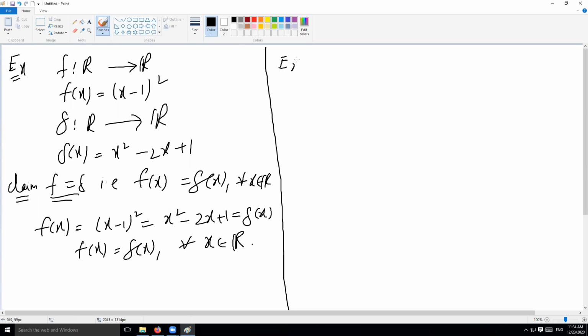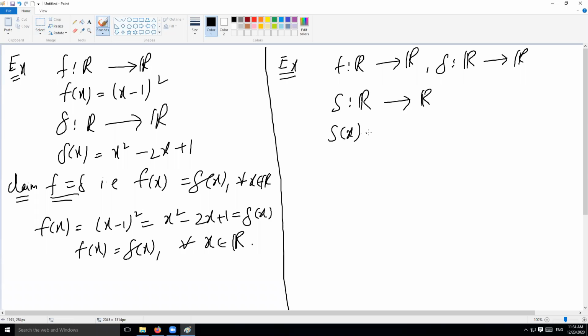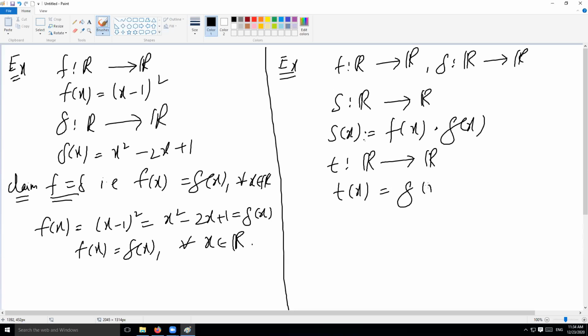Okay. For example, here is another interesting example in the book. Imagine I have two functions, f and g, from R to R. And I have a function s from R to R as well, where I'm defining the output s of x as the product of f of x times g of x. And consider another function t from R to R that is defined as t of x equal to g of x times f of x.